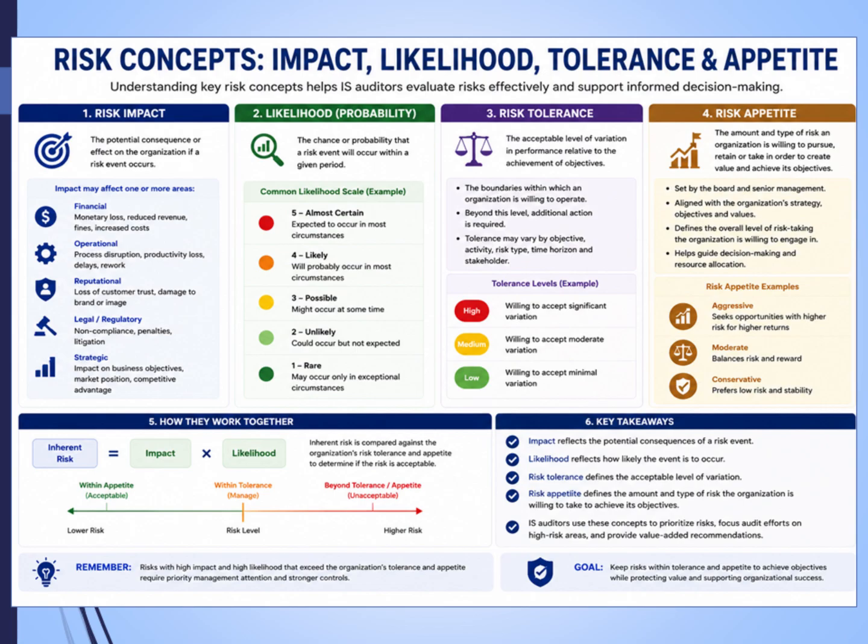Understanding impact, likelihood, tolerance, and appetite is essential for effective risk-based auditing. Impact measures the potential consequences of a risk event, while likelihood reflects the probability of that event occurring. Together, impact and likelihood help determine the overall level of inherent risk facing the organization. Risk tolerance defines the acceptable level of variation from objectives, while risk appetite represents the amount and type of risk the organization is willing to accept in pursuit of its goals.